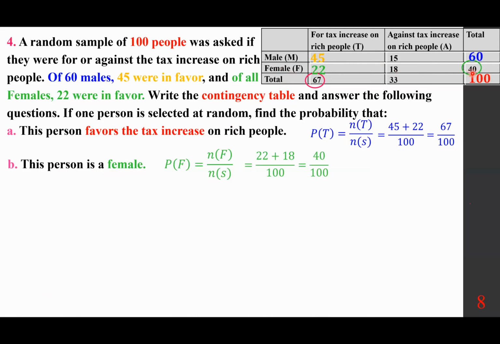Now, of course, 40 over 100, it's 2 over 5 or 0.4, depending upon how they want you to write it. As a fraction, you must simplify it, but you show your work from here to there, or if you want to go with a decimal or percentage according to what they ask you.